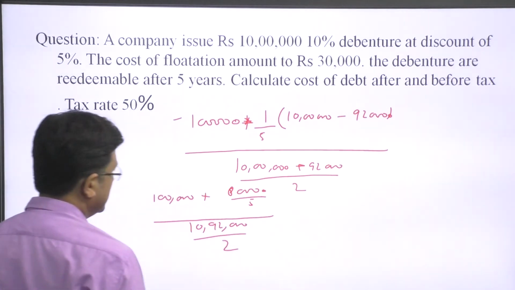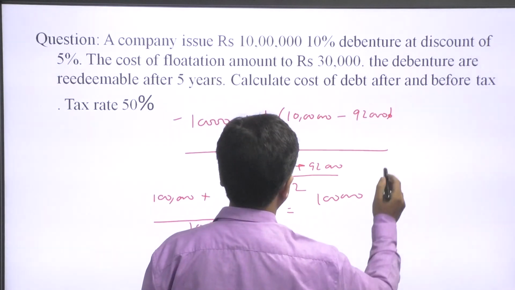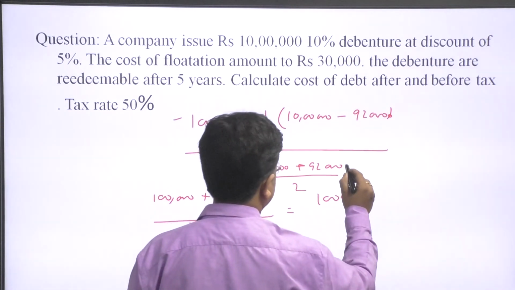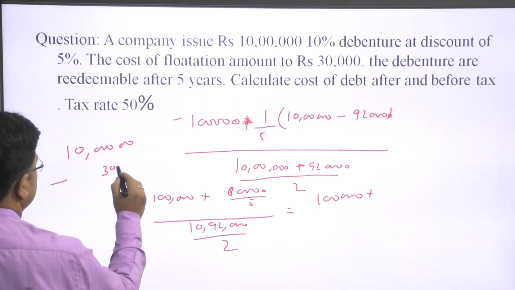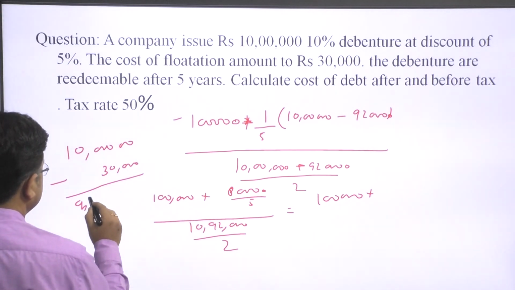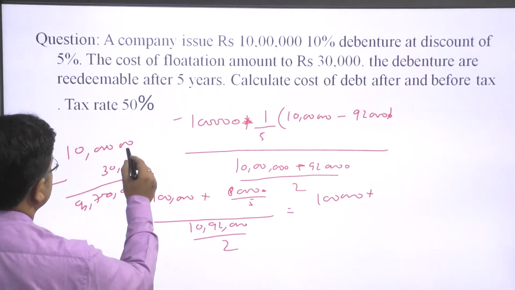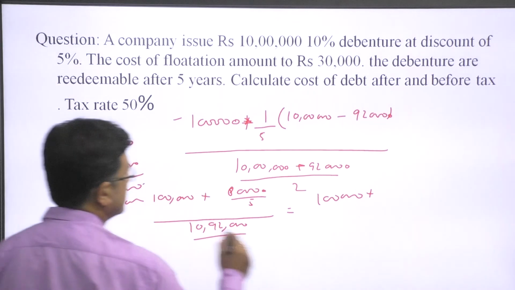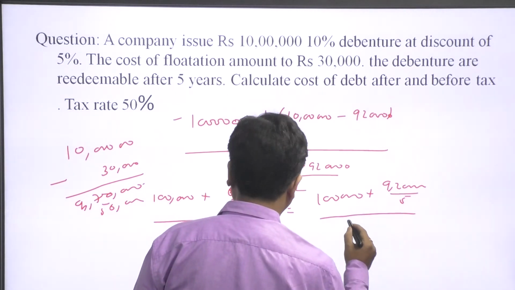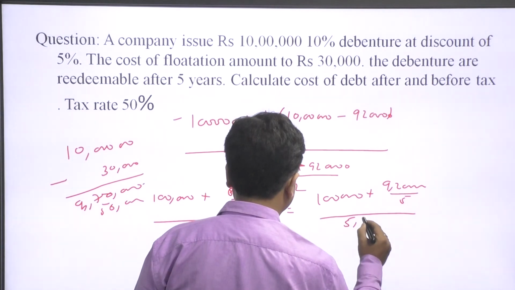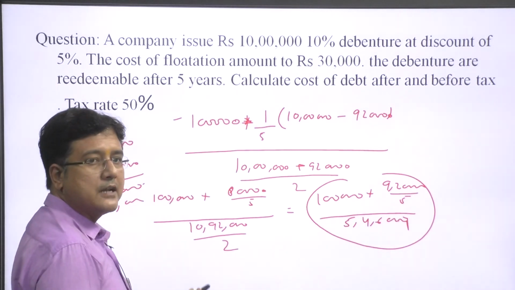By 5. So, in this way: 1 lakh plus 10 lakh minus 30,000, which is 9 lakh 70,000, and 5% of this is 50,000, so 9 lakh 20,000. 9 lakh 20,000 divided by 5, and when we calculate this we get the answer.